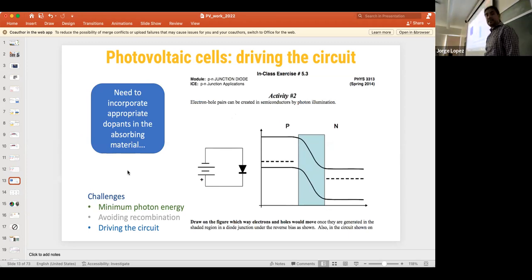And then you have to drive the circuit. This is from when I teach physics for engineers, semiconductor physics for engineers. We have a P-N junction then. In this area where the P and the N meet, this is mostly electron rich, this is mostly hole rich. We have this area right here. This is the area that accepts and attracts the photons into it and gets them absorbed. So we have to drive the circuit. So you have to make your silicon P-doped on one end and N-doped on the other end so that you have the area that is appropriate to absorb the material. So that's a challenge for silicon cells.